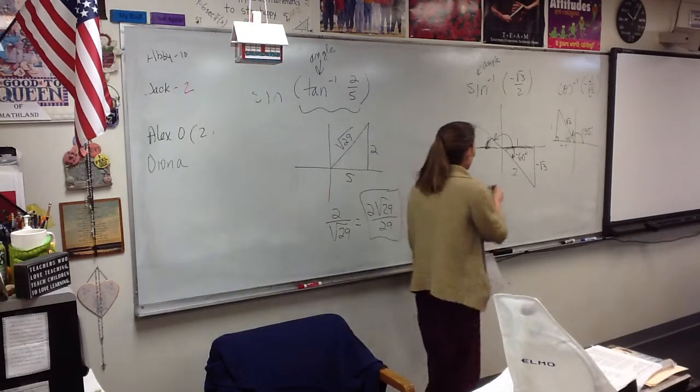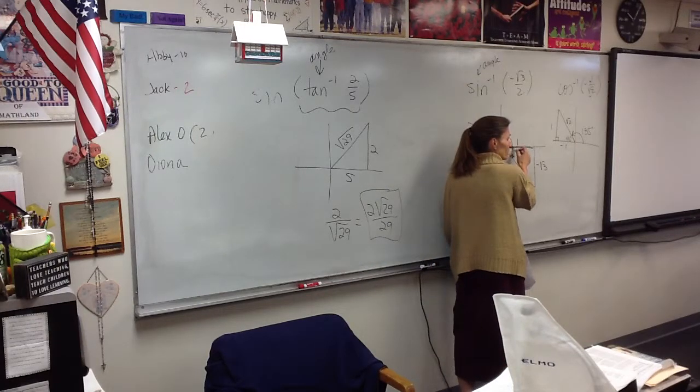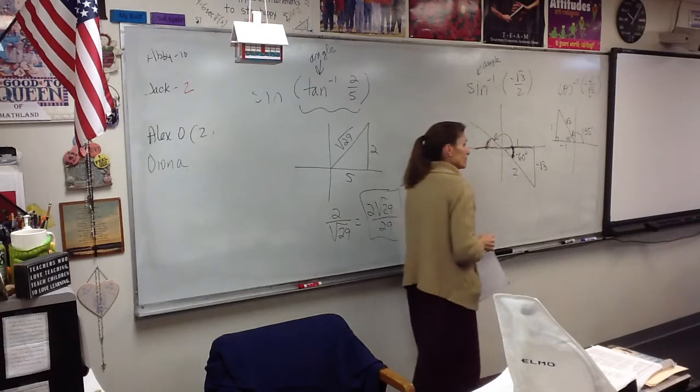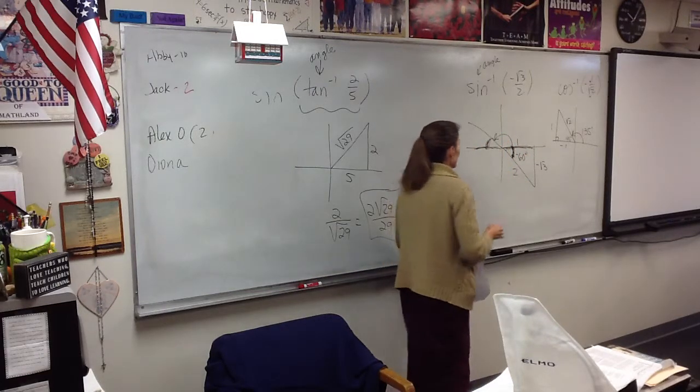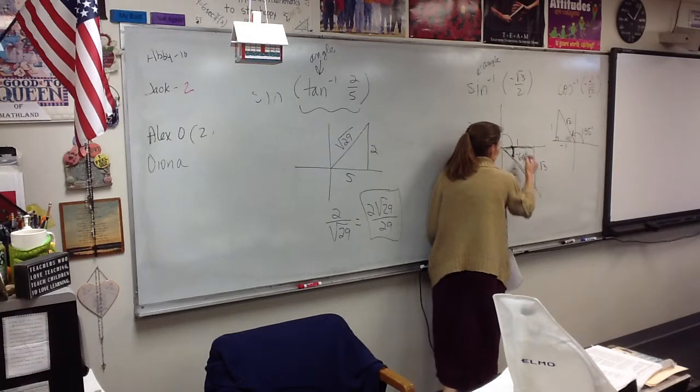Why would I do that? 180 is over here. This angle's right here. It's in a whole different place. Oh, so it's moving this way. The angle has to begin here. So you've got to get to this angle from here.